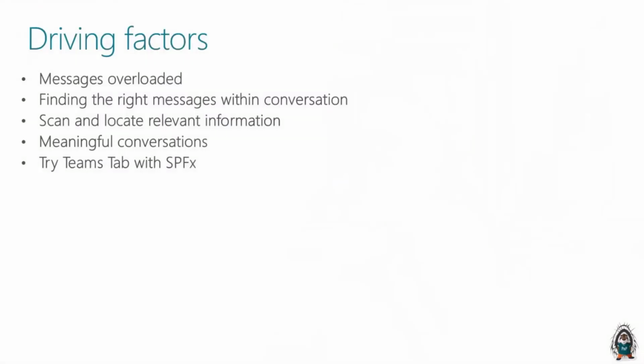What was the driving factor? The first thing was, with Teams usage, in a typical Teams channel conversation built for a particular project, there is so much message passing and so much conversation happening in a channel that it sometimes becomes difficult to find the right message within that conversation. It also becomes difficult to scan and locate the relevant information there, right?